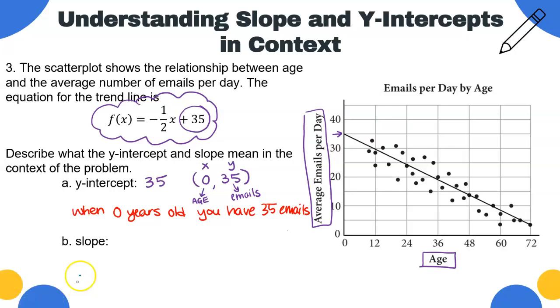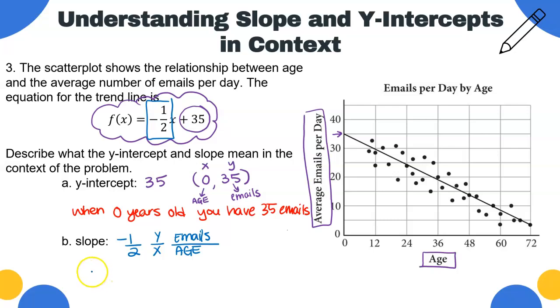If we look at our slope, again, we know our slope is -1/2. As a reminder, you can put that negative on either the top or the bottom, but you can't put it on both. So I'm going to do -1/2. And slope is always rise over run. So let's think about what that means in the context of this problem. Our y is our emails and our x is our age. Now, this is a rate. So this is emails for age or our years of getting older.